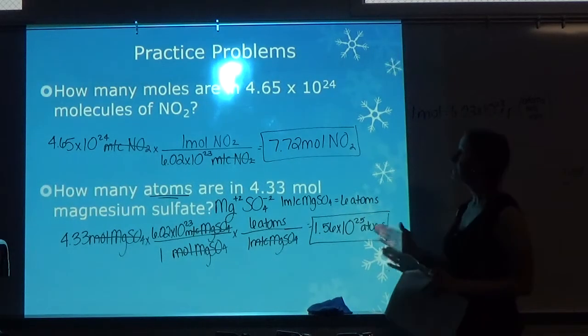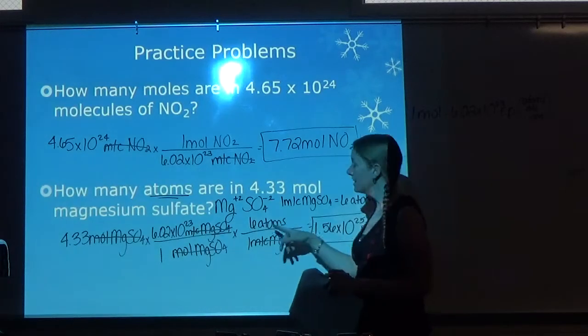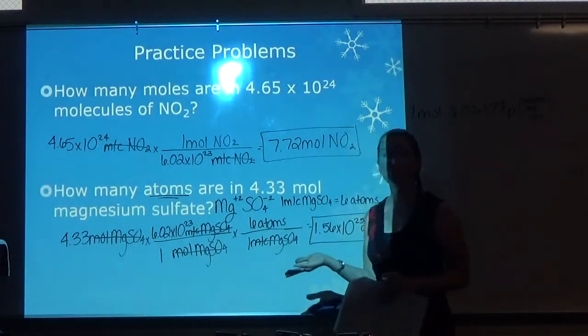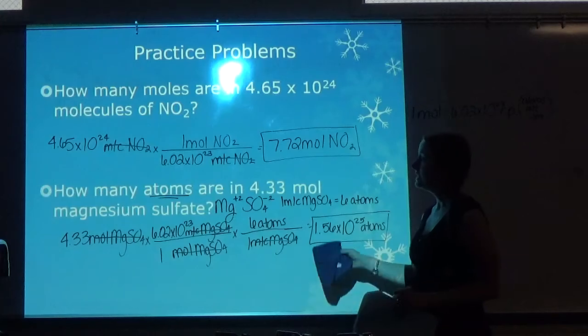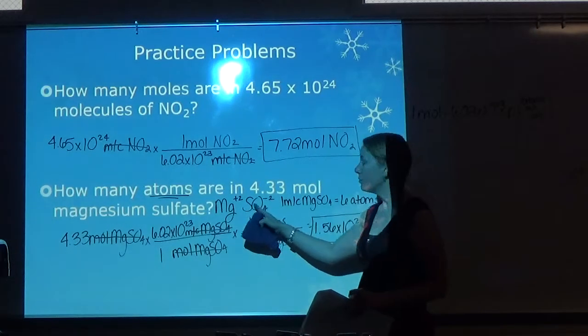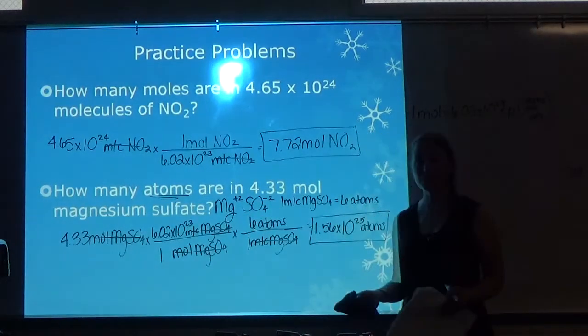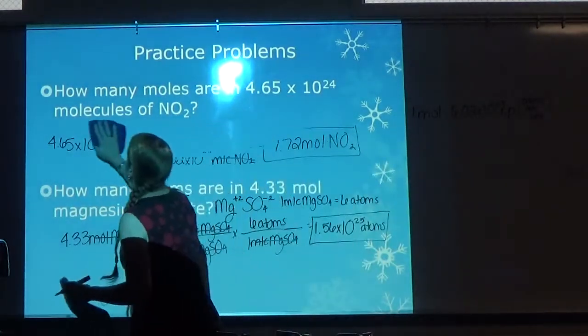So the important thing is make sure you can use the conversion factor, and then make sure you realize when you need to do that extra step and when you don't. Okay, and so you mainly need to do the extra step if I give you more than one atom in the formula, but then I ask about atoms.